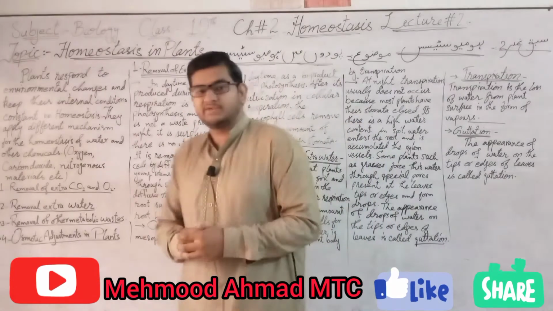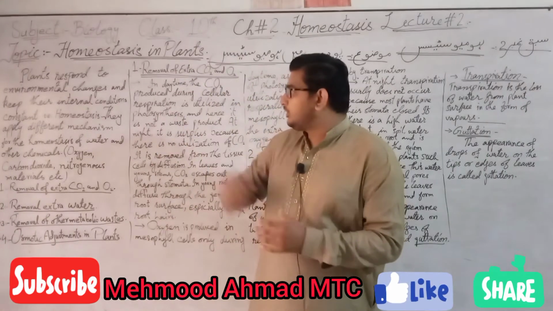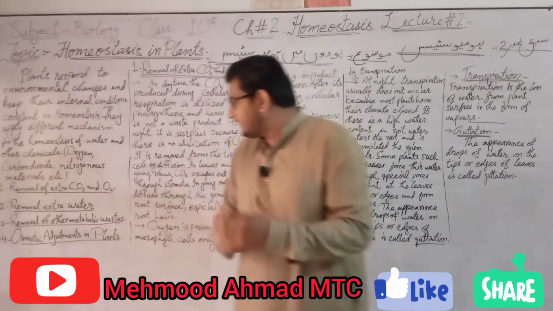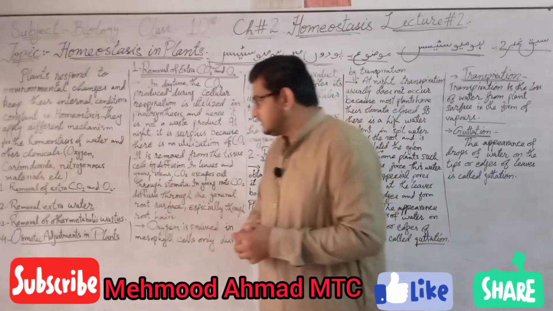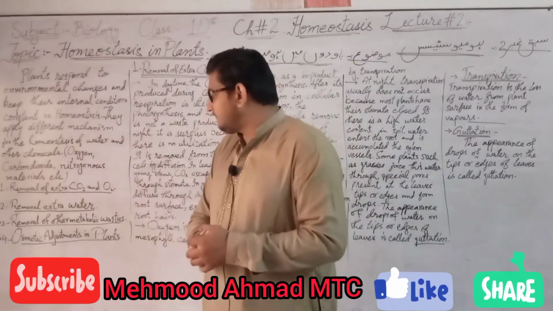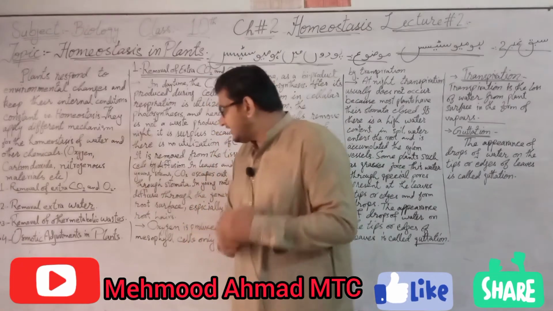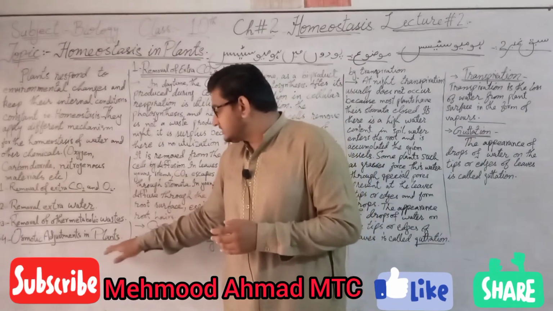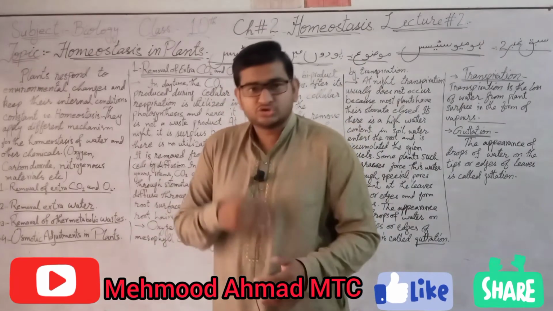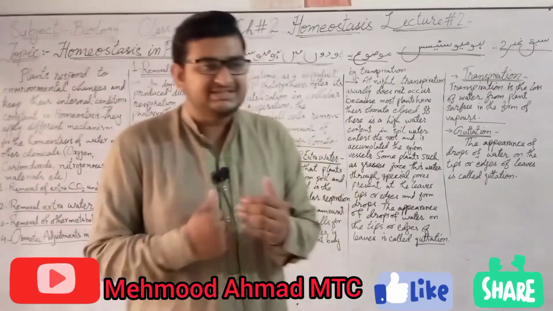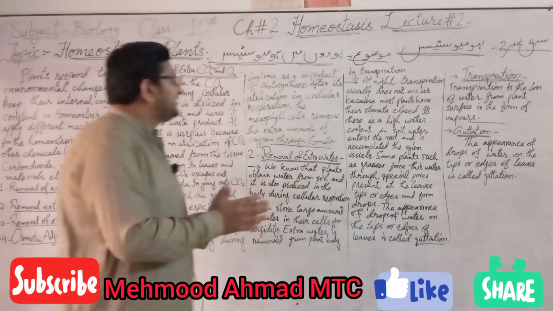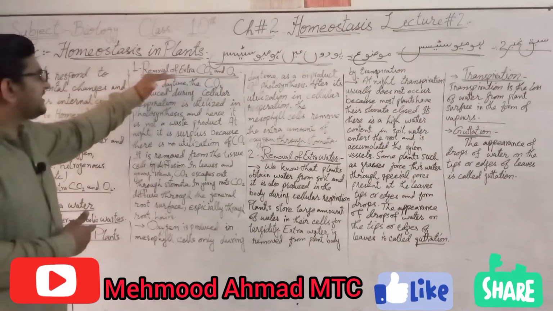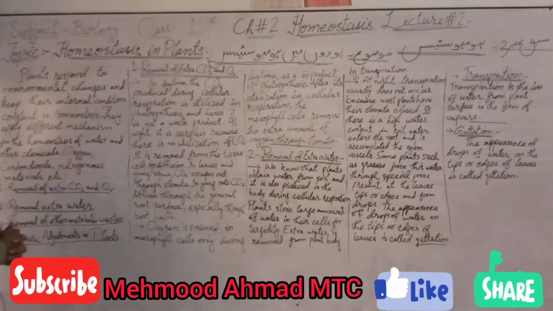And there are 4 ways for homeostasis in plants. What are these? These are removal of extra carbon dioxide and oxygen, removal of extra water, removal of other metabolic wastes, and osmotic adjustments in plants. So let's move to these topics and study them in detail. So what is removal of extra carbon dioxide and oxygen?